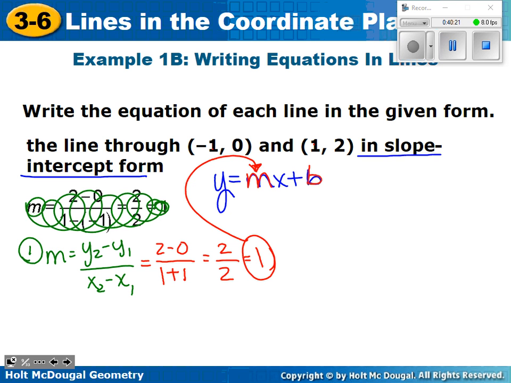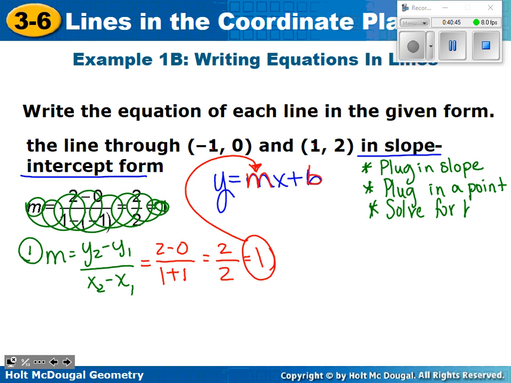Okay, I'm going to tell you. So once you find your slope, you can plug your slope in. Make a note on your paper: plug in slope, and then plug in a point. You pick between the two that are given. Plug in one of your points, and then you're going to solve for b. Those are the steps to find your y-intercept if you don't use a graph. Plug in the slope, plug in one of your points for x and y, and then solve for b.